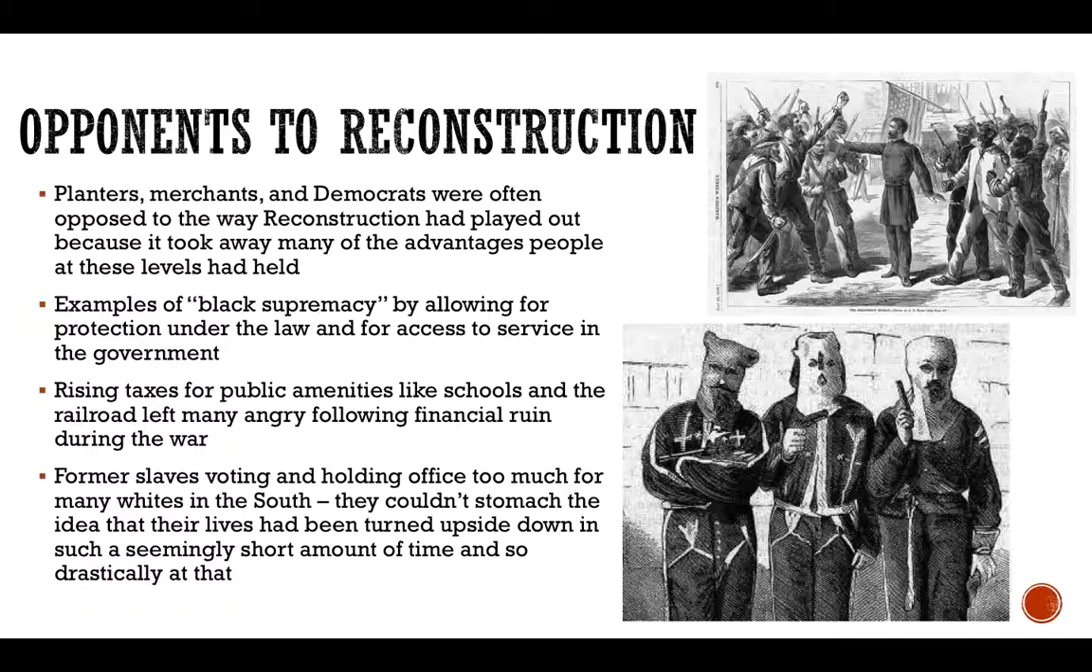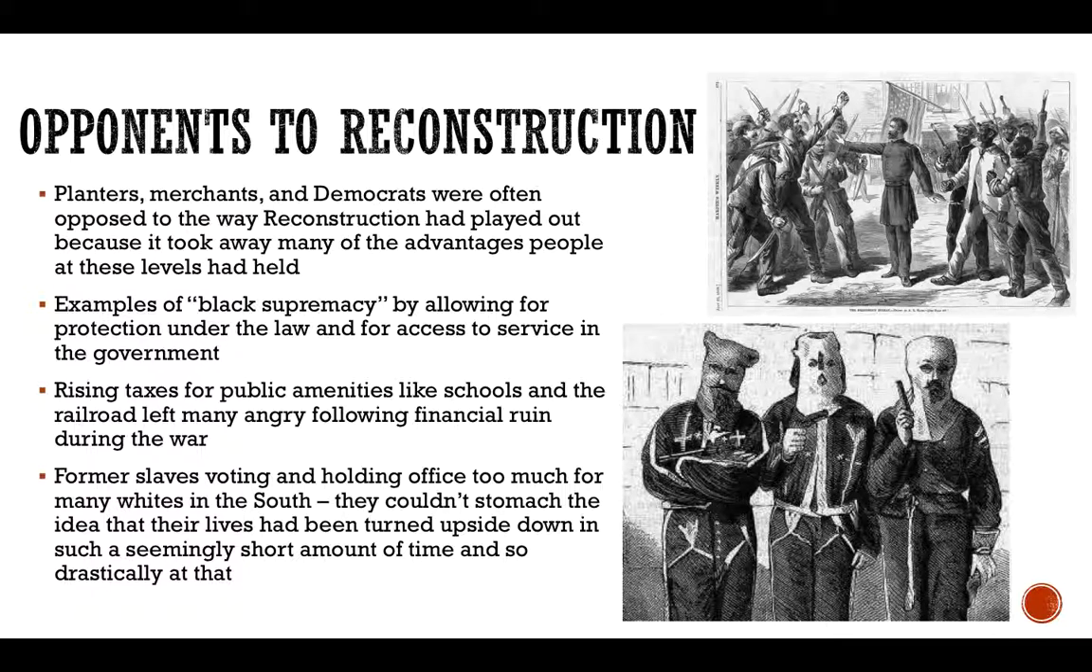And there were supposed examples of what they called Black supremacy, where they thought that by allowing for protection under the law and for access to service in the government, these were examples of moving people up over white people who could have filled these roles.